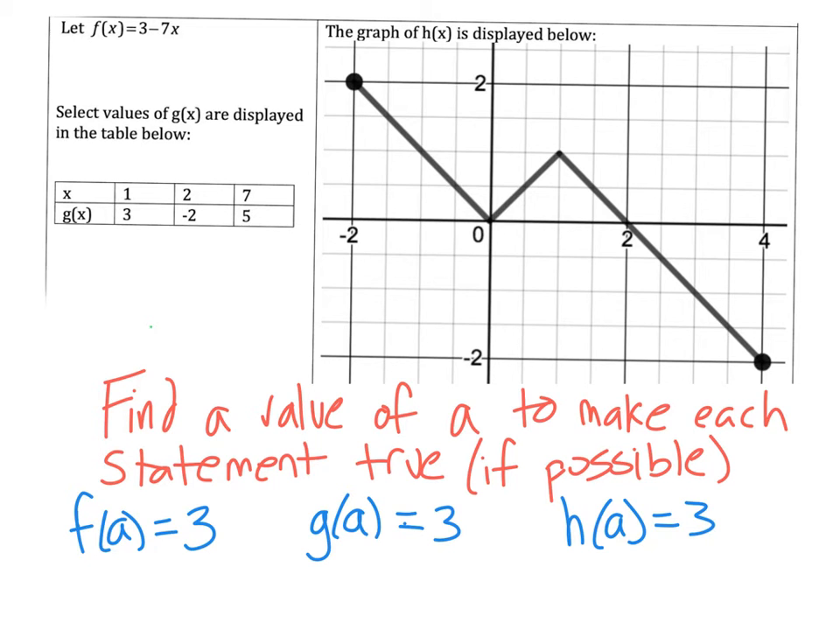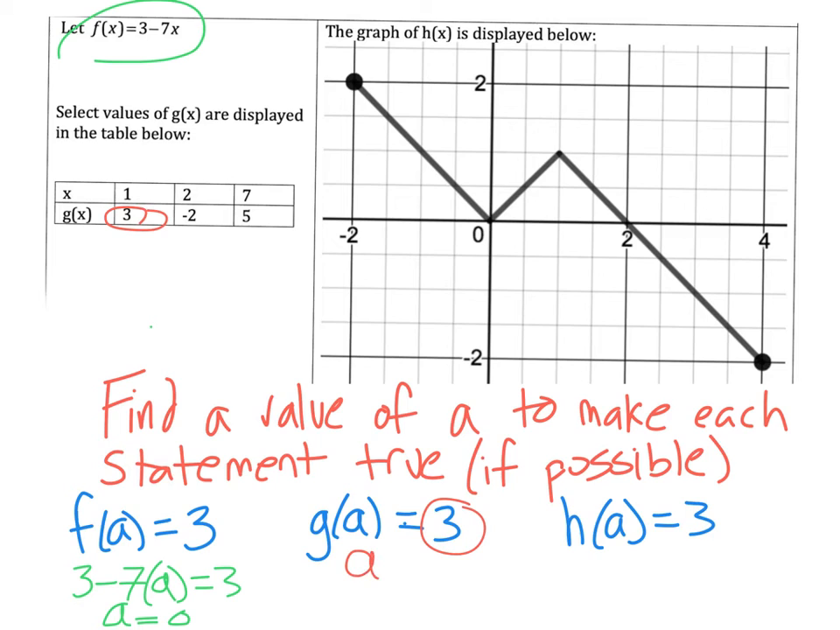That's asking us to look at the function f, and that's saying that 3 minus 7 times whatever that number a is equal to 3. Okay, solving for a, minus 3 to both sides, I get a is equal to 0. So 0 would be the number that makes that true. Looking at our next one, g of a is equal to 3. So g is our table, and we want to find where the output is equal to 3. So where that output is 3, that would mean that a is equal to 1.